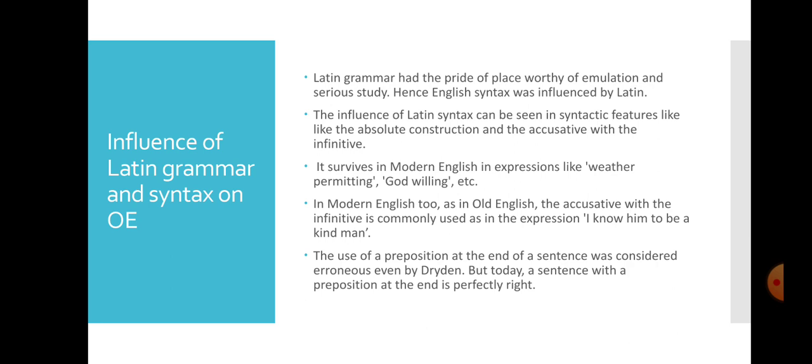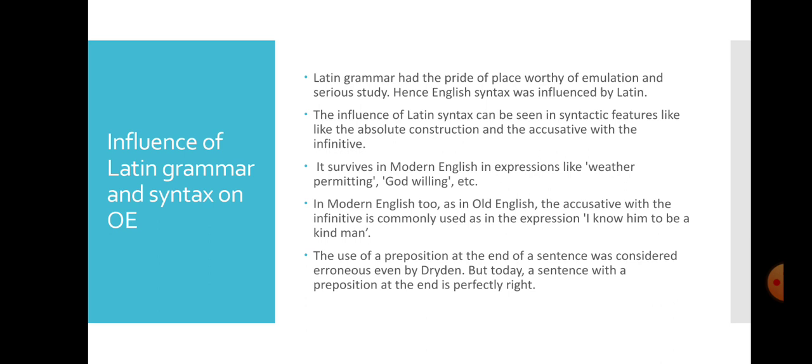In modern English too, as in Old English, the accusative with infinitive is commonly used. For example, I know him to be a kind man. See the word order. So it became prominent during modern English.